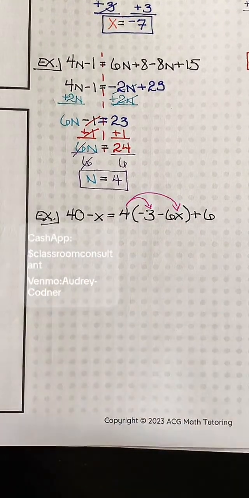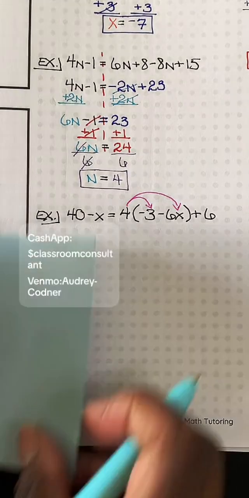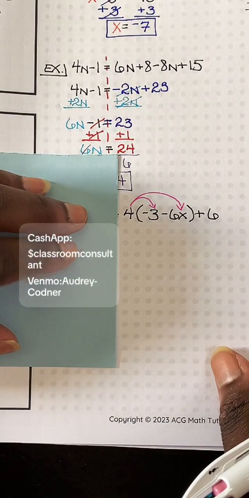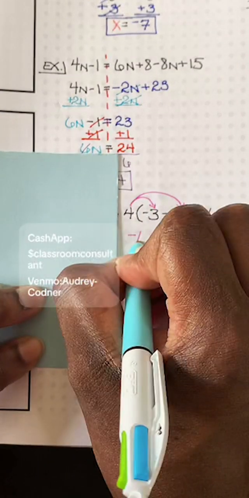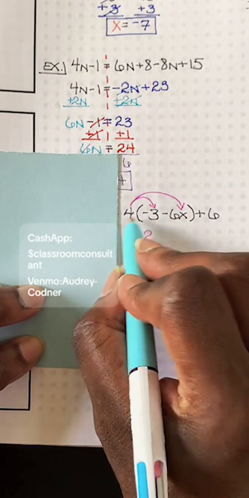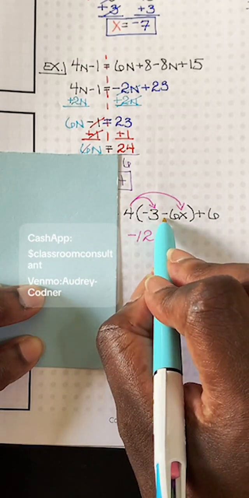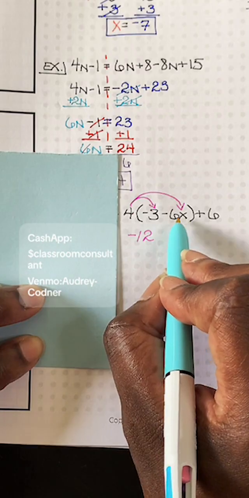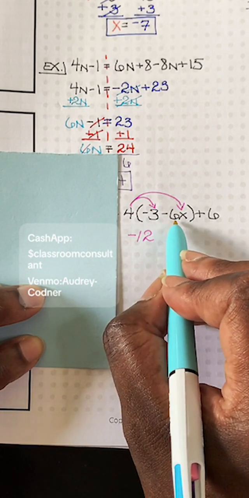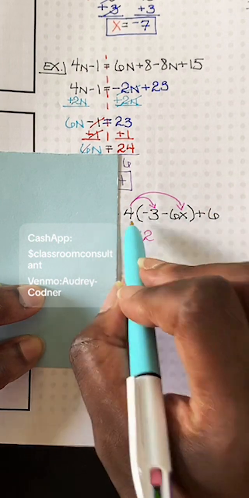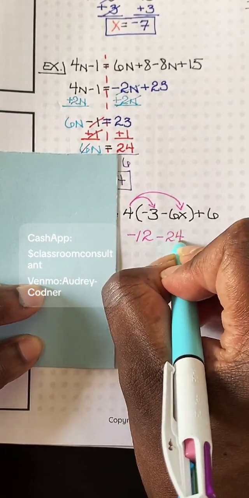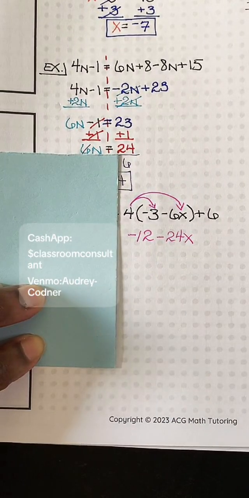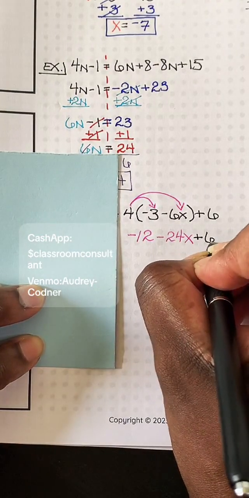Okay, so if I can take my card, I'm going to cover it so we can focus up. So now we have 4 times -3. That gives us -12. And 4 times -6, because this minus sign acts as a negative. It does a dual role. It subtracts and it acts as a negative. Negative usually means subtracting. So 4 times -6x gives me a -24x. And then I just bring down the +6.